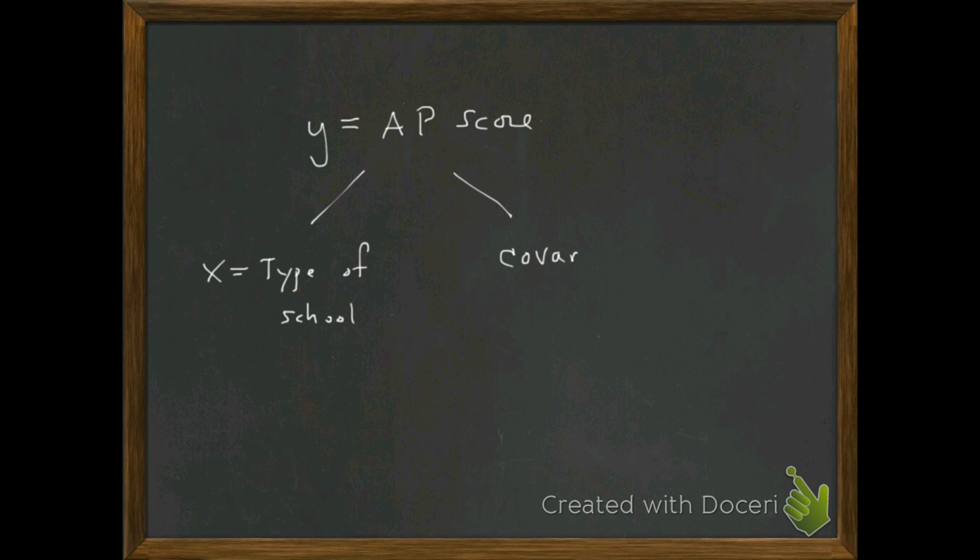Now, let me just show you how this could work. If our end goal is AP score, and we want to look at the variation across X equal type of school, and we also want to see that we need a covariate. Let's just call this X1, and then we want a covariate X2. First of all, we could have this in terms of either a quantitative or a categorical variable.